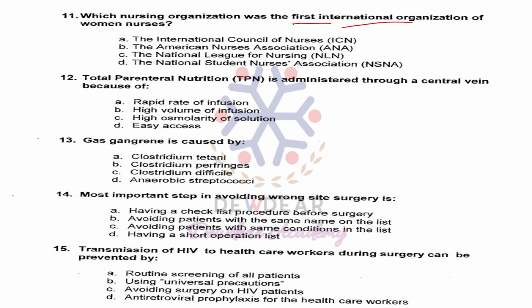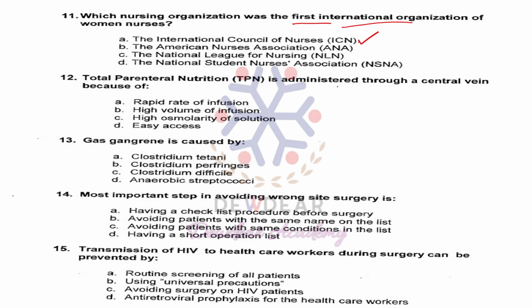So here the International Council of Nurses, that is ICN, was the first international organization for nurses or women nurses. The first international organization is International Council of Nurses or ICN. So option A is the correct answer.